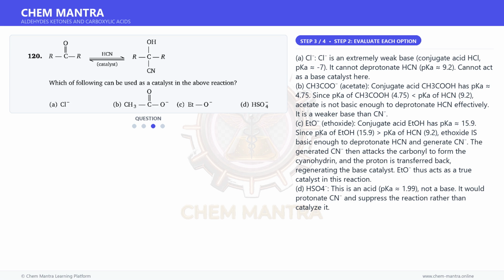HSO4⁻, this is an acid, pKa 1.99, not a base. It would protonate CN⁻ and suppress the reaction rather than catalyze it.